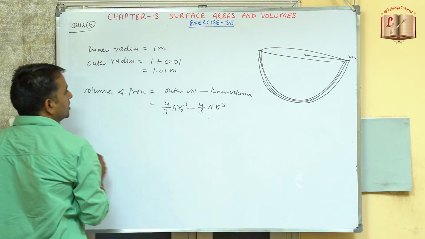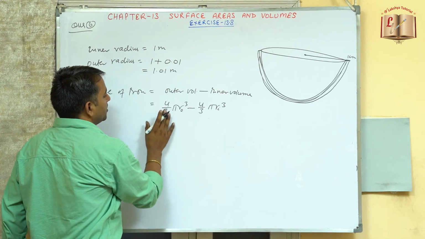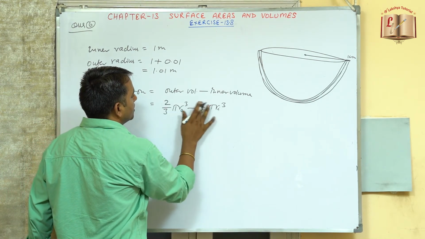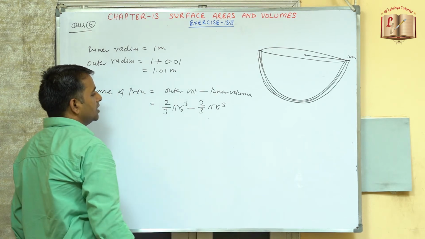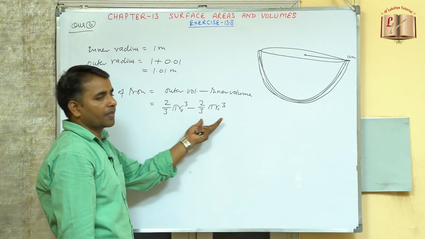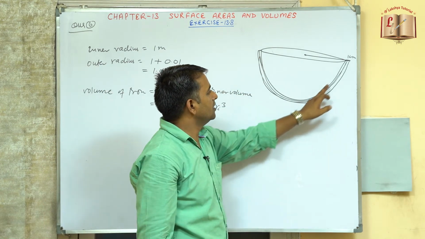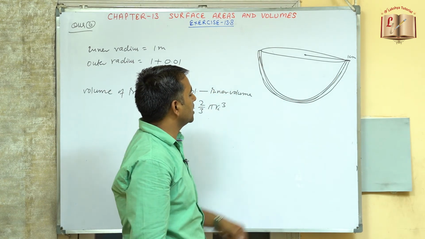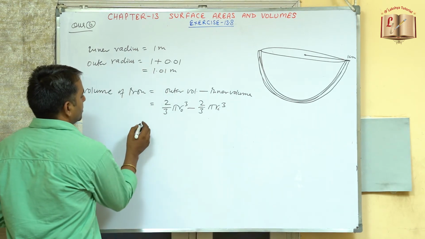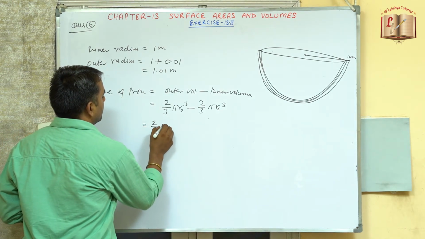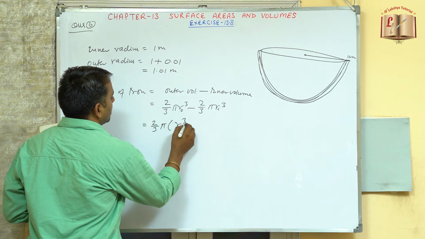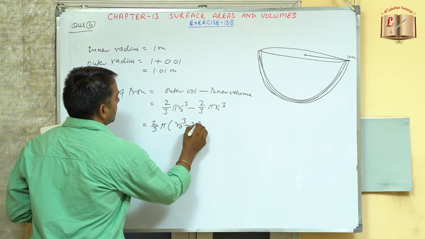inner cube. Now this is a hemisphere, so this will actually be 2 by 3 times. The hemisphere is given to us. So the outer volume minus the inner volume will be the volume of this iron or this material. So we can take 2 by 3 pi as common. So this will be r outer cube minus r inner cube.